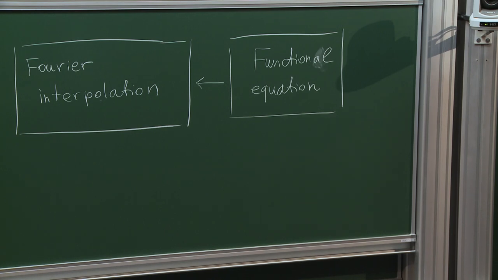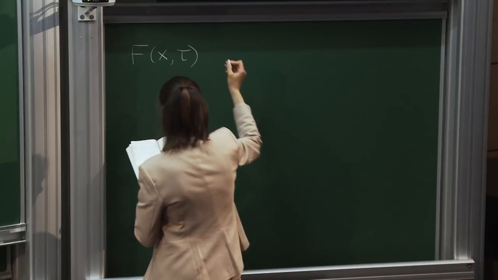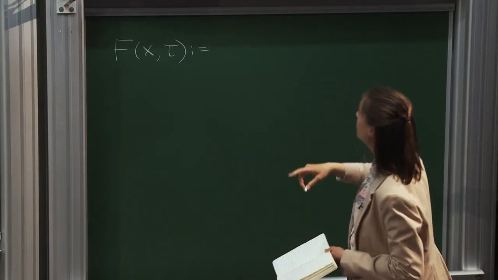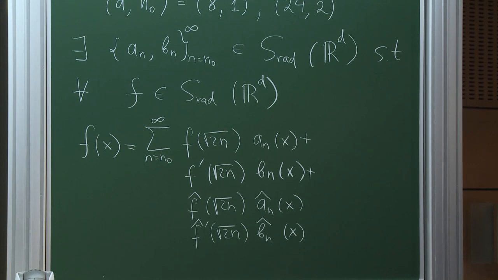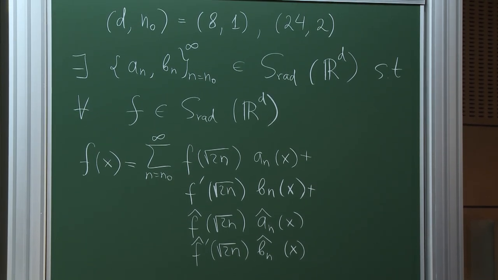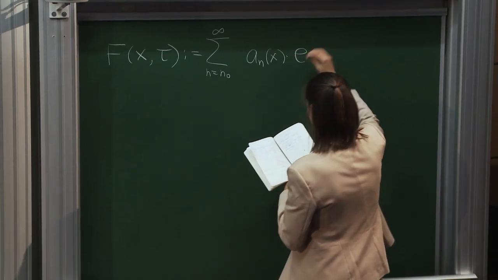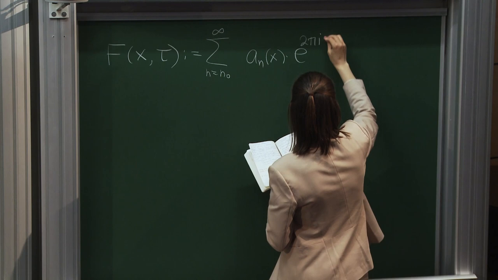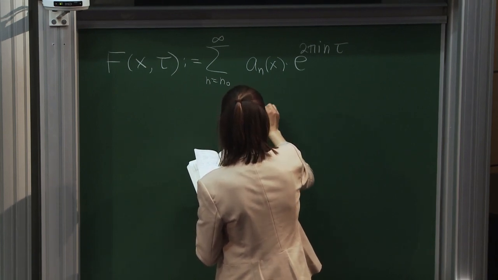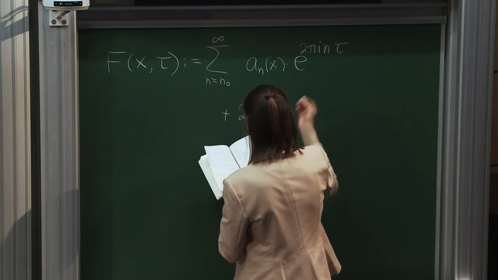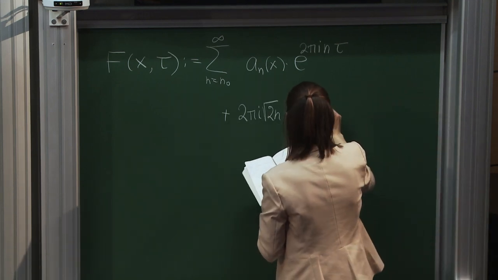And so the functional equation relates to this formula in the following way. Let's consider the following generating series, which will include all the functions an and bn of the interpolating basis. Consider the following sum. It starts again from n0, goes to infinity, and we take functions an of x and multiply them by the coefficients e to pi i n tau. And the same we do with bn, only with bn for convenience we will need an additional coefficient depending on n and tau, so that we can distinguish between an and bn.